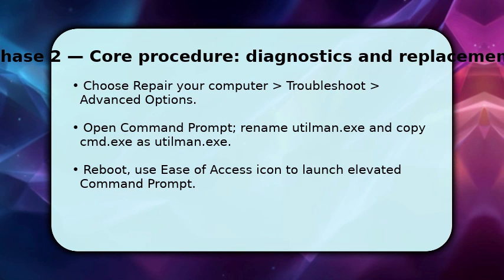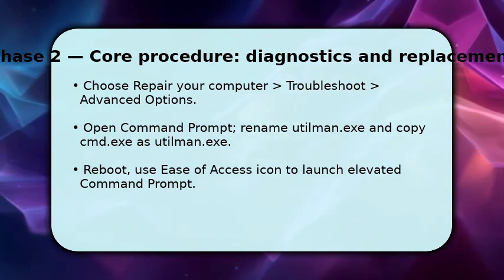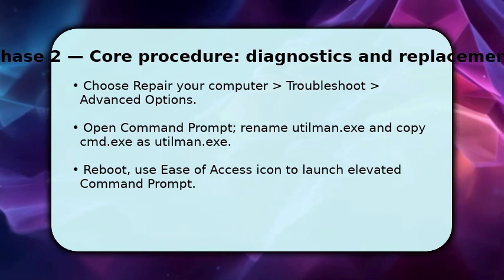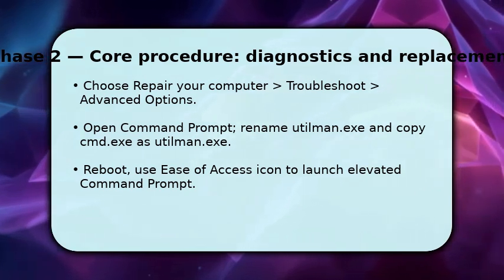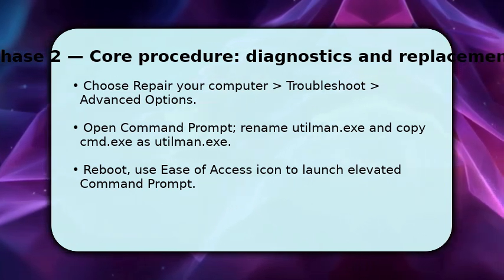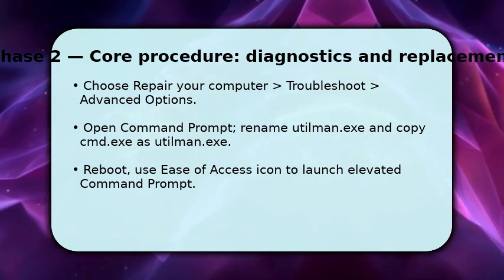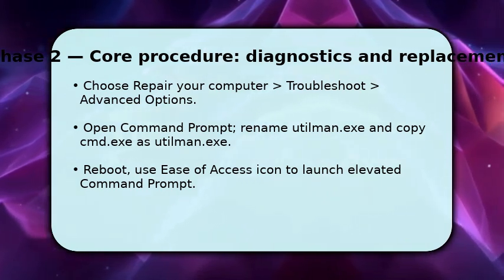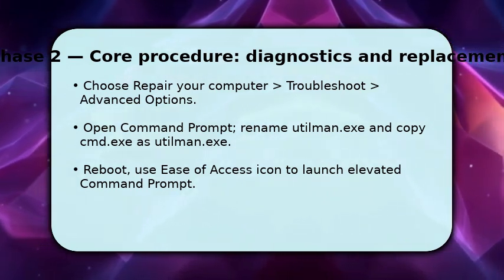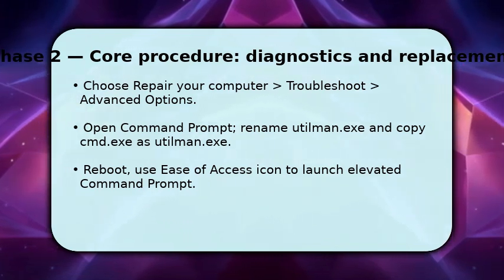You'll rename Utilman.exe and copy cmd.exe to Utilman.exe so the Ease of Access button launches a system prompt. This works because recovery runs outside the locked user session. Once you finish the file operations and restart normally, click the Ease of Access icon to open an elevated command window. This provides admin-level access to manage local accounts without logging in first.